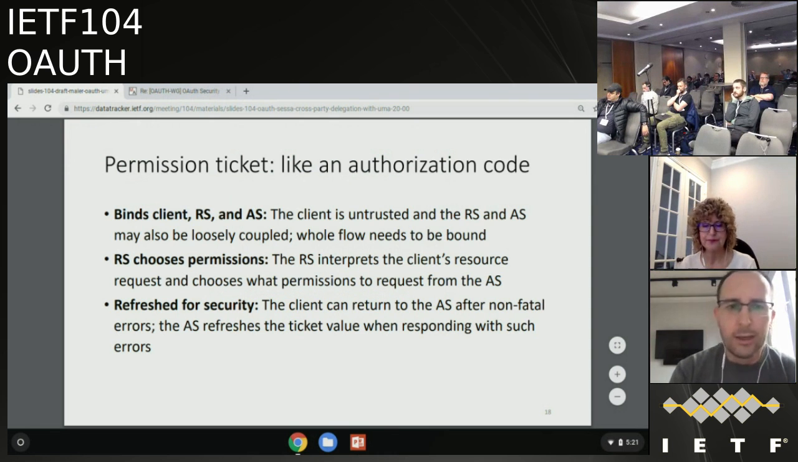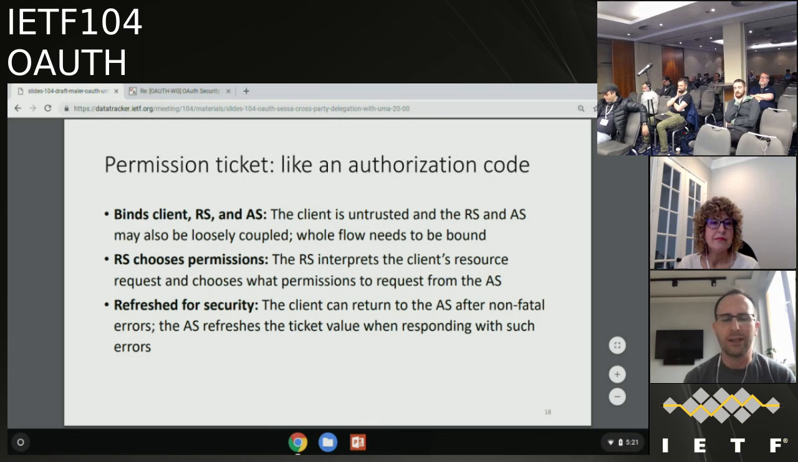Right. So, as we saw on the earlier slide, we have this permission ticket that gets returned to the client that's trying to access a protected resource. The permission ticket is kind of like an authorization code. It's just that it's for the requesting party and the client, and it binds the client, the resource server, and the authorization server. So it binds the interaction of those untrusted entities, and it references the permissions that the client will eventually obtain. Those are registered by the resource server at the authorization server.